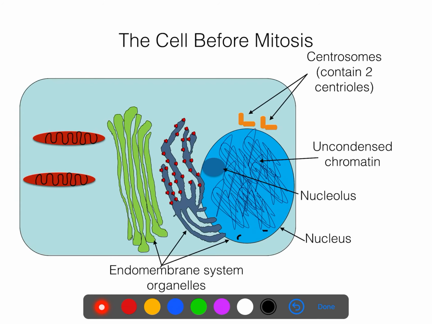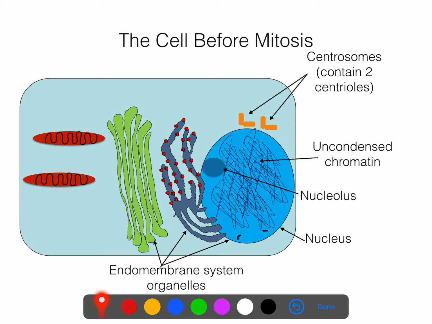So here we have the nucleus, and it's got a whole bunch of uncondensed chromatin. This is a whole bunch of DNA, unwound, swimming around. It's not totally disorganized, but it is also not wound up and visible. The nucleolus is a special part of the nucleus.